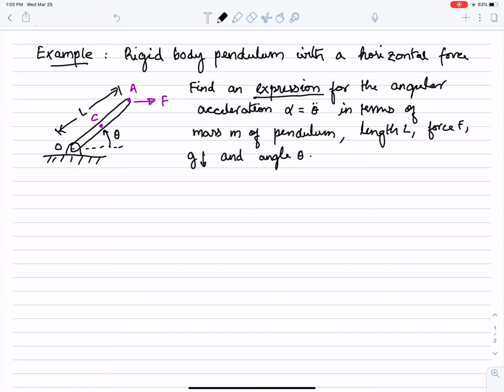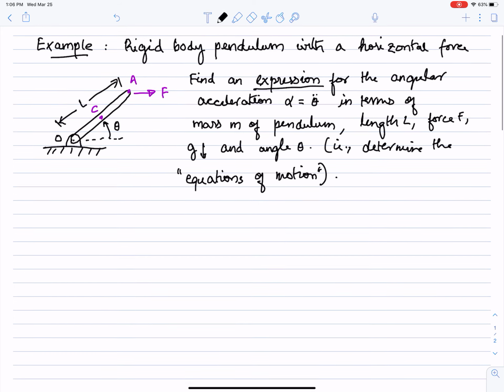So an expression like this would be called the equation of motion. Determine what's called the equation of motion, which is essentially an expression for the acceleration. Okay, in any case, so that's the question.